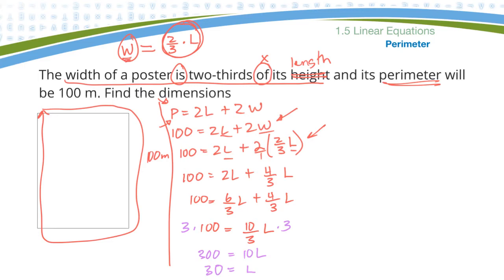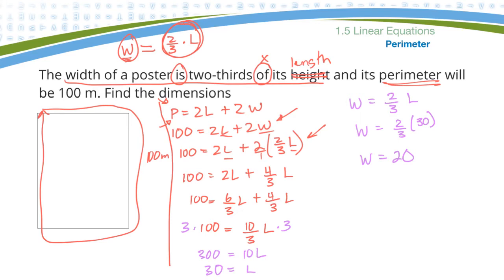Now I can solve for the width. I know the width is 2/3 times the length. So if I know the length is 30, then I can figure that out. So 2/3 of 30, I think, is 20. Okay, so I've done the math. Now I probably should check my answer.